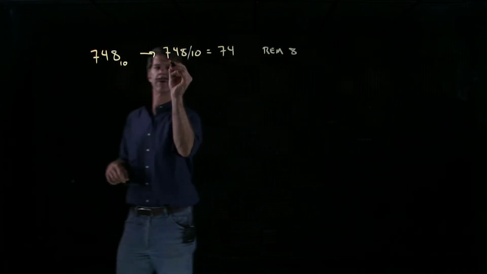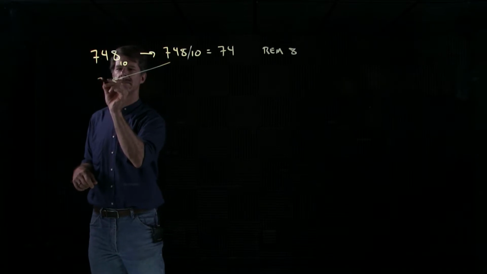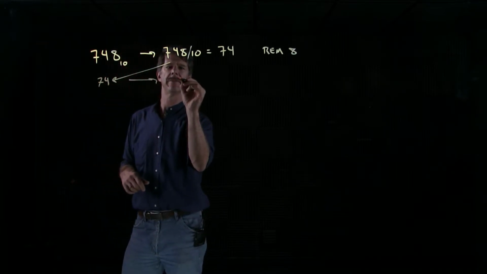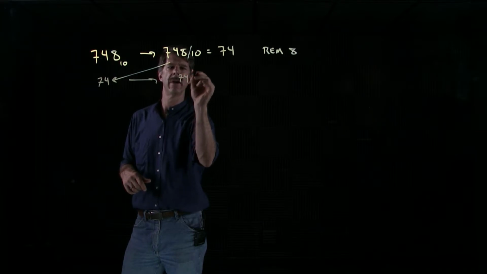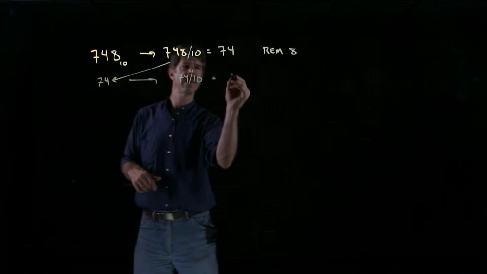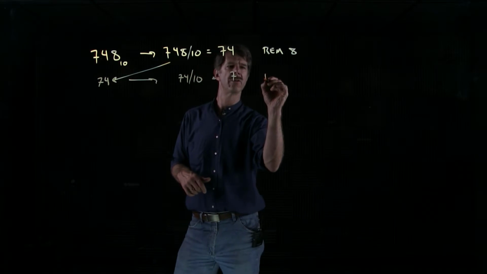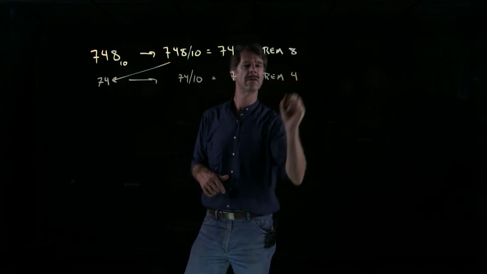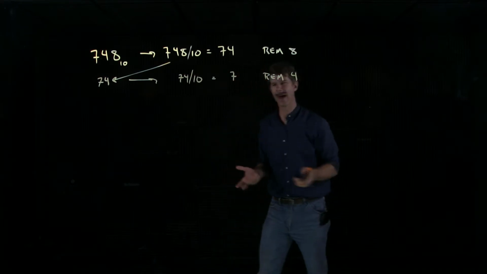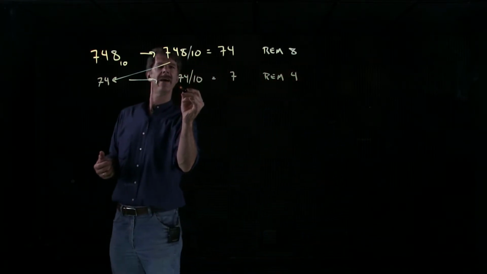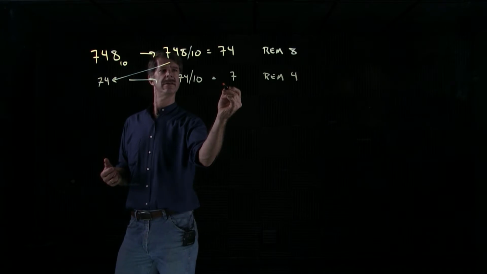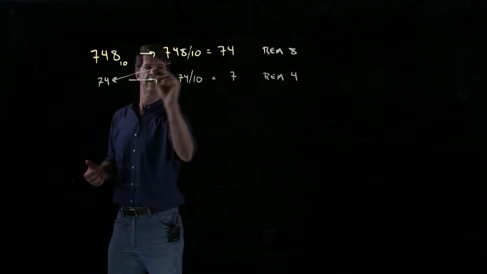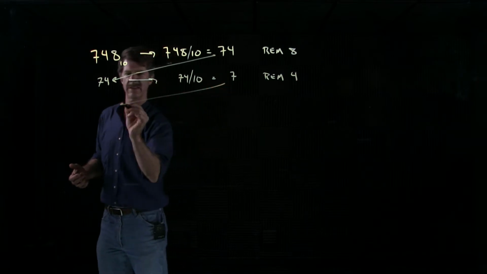Then I take this number and I divide it by 10. So now I have 74, I divide it by 10, and I get 7 with a remainder of 4. And hopefully you're starting to see the pattern. Then I take, sorry, it wasn't that number. It was that number. I take this number, 7.